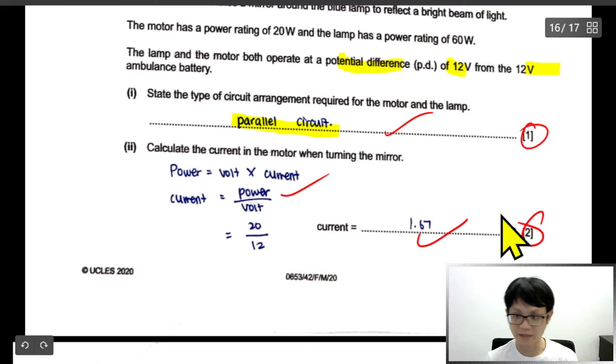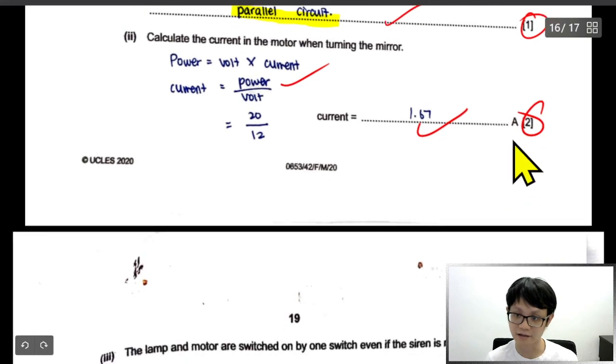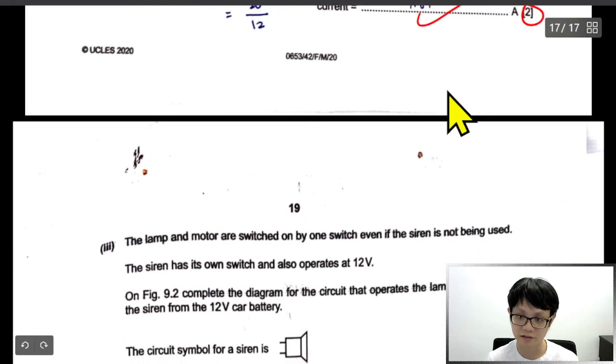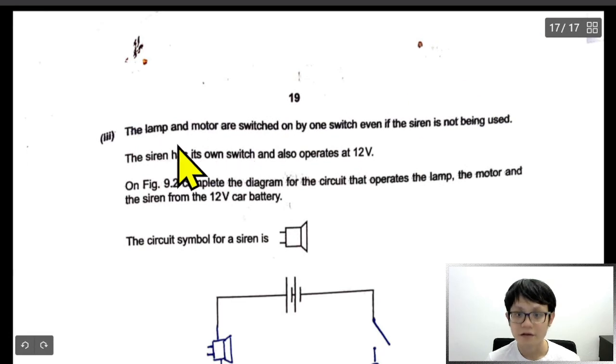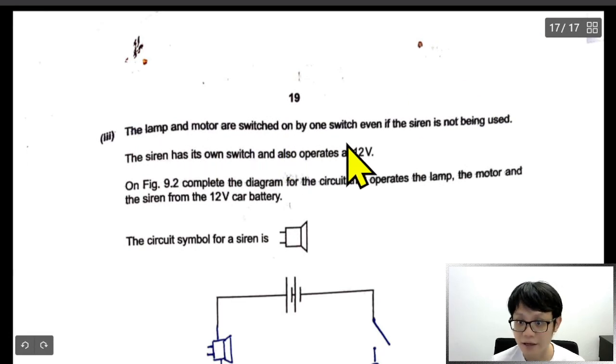Yeah, of course combined science usually has coordinated papers, and in physics sometimes they don't give you the symbol. The lamp and the motor are switched on by a switch.